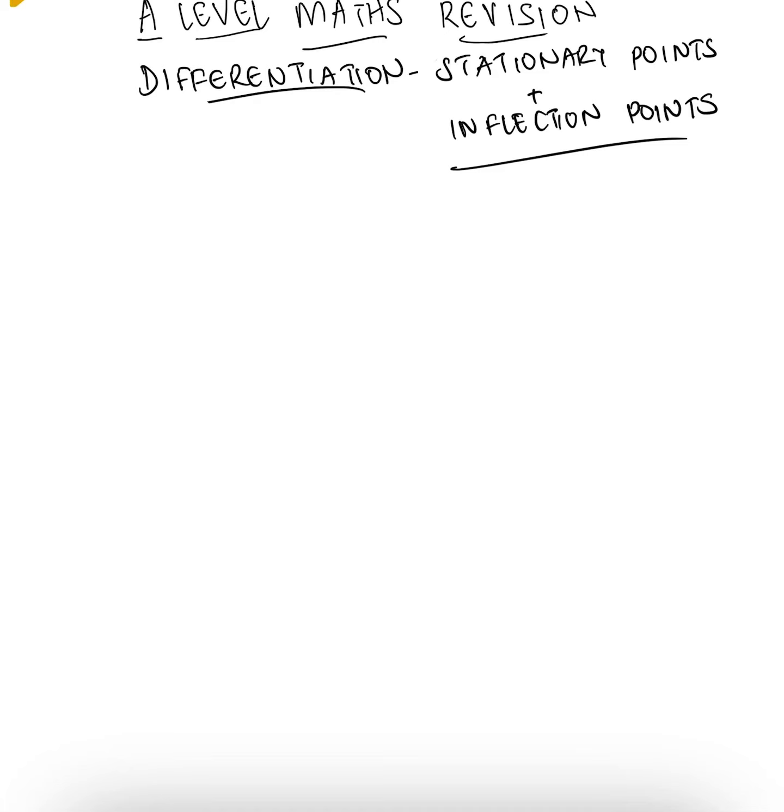So let's quickly have a look at what's unique about stationary points and inflection points. So let us have an example here: y equals x squared times (x minus 6). Let's draw it and understand how it looks visually, and what it means when talking about differentiation.